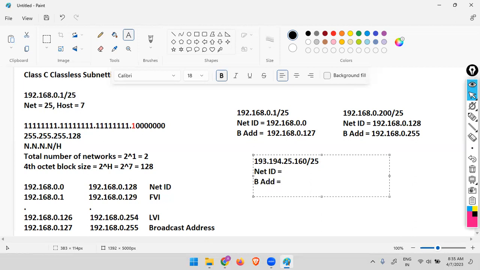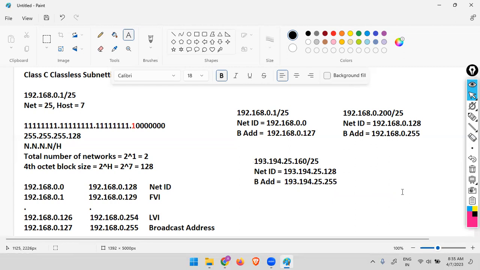193.194.255.160, subnet mask 128. Okay, we will see that /25 means there are two ranges, 0 to 127 and 128 to 255. Now we'll check what the IP address is here. 160 falls in the second range. So for the second range, the network ID is 128 and the broadcast address is 255. Right? Okay.